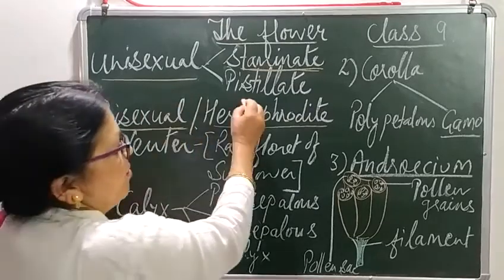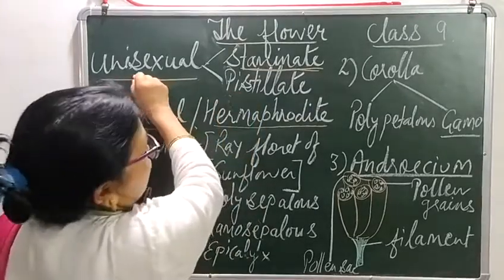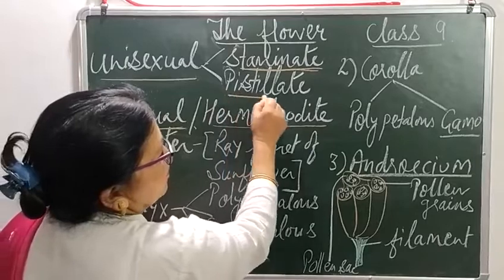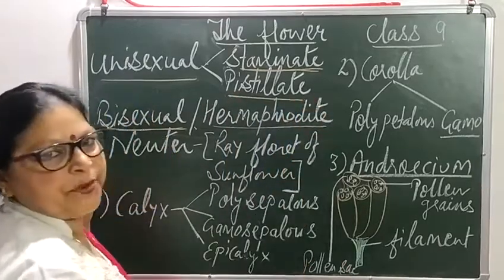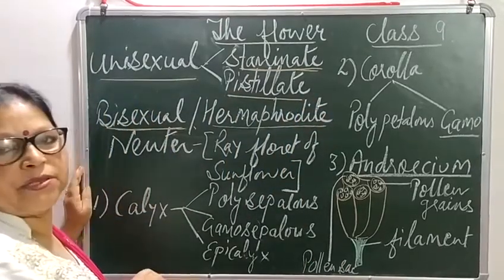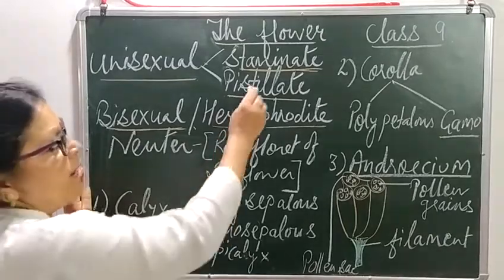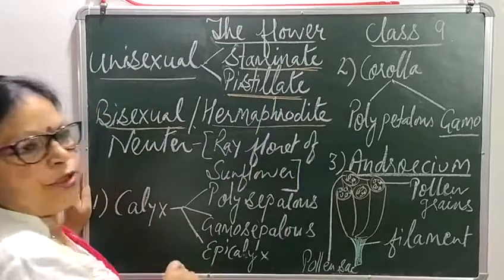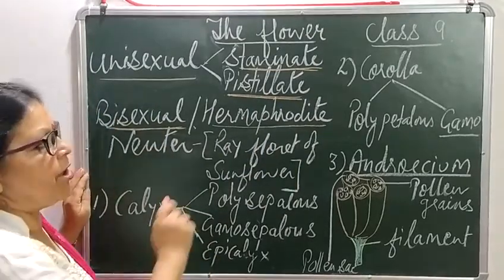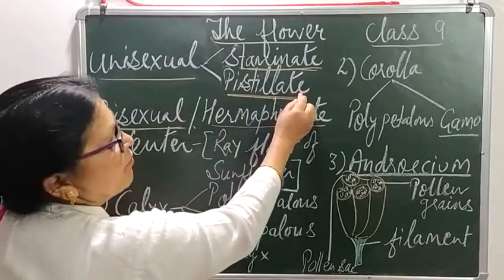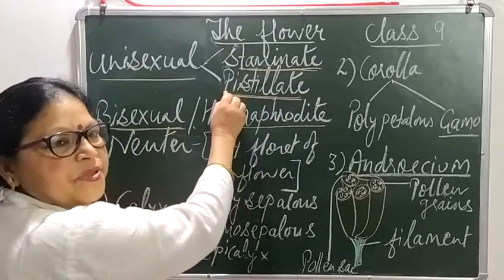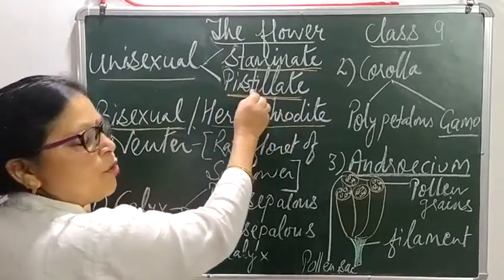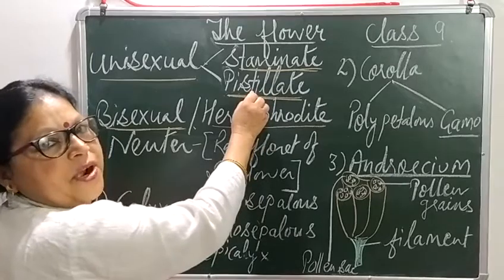In the same unisexual flower, if only female part is present, that means the sepals are present, petals are present and male part is not there, but female part is present. So the flower is said to be female flower, or it is called pistillate flower. Pistillate word has come from pistil. So pistillate means only female part is present, no male part is there.